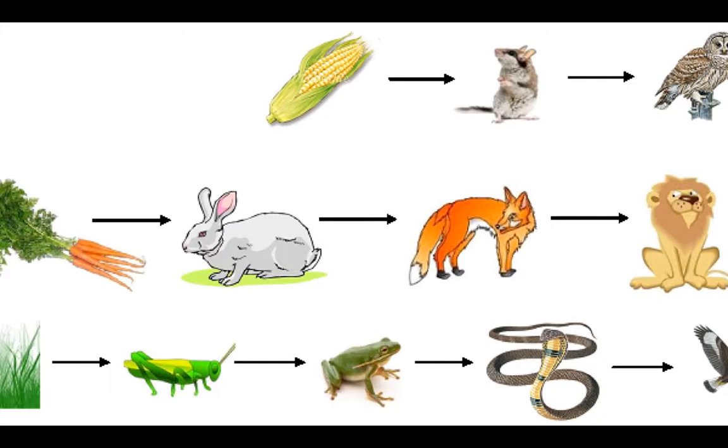Right here you have the grasshopper that eats grass, but the frog eats the grasshopper, so it's the predator, and the grasshopper is the prey. And then you have the predator that's the snake that eats the frog, and then you have an eagle that eats the snake. So the eagle is the predator, the snake becomes the prey. And all sorts of living things are linked this way.